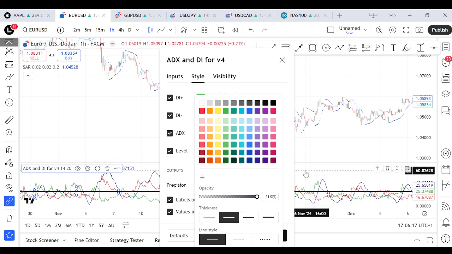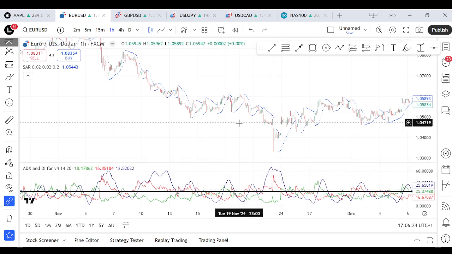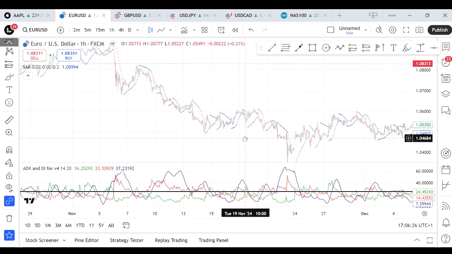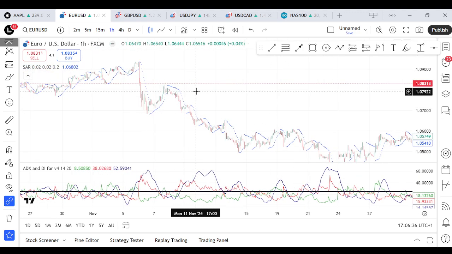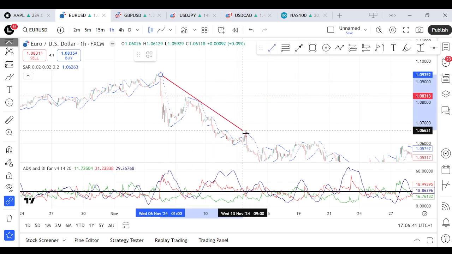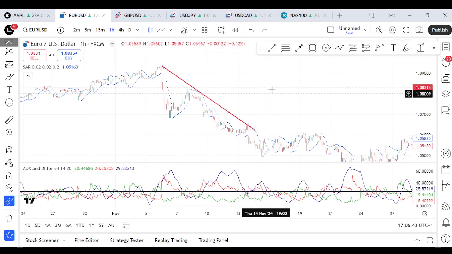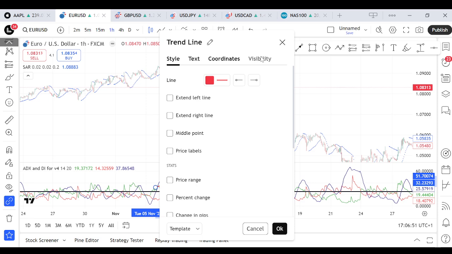Okay, now this is the 25 level, and once the ADX is above 25, we are in a strong trend. Once below 25, we are in a sideways market. So once you've confirmed the trend with the ADX, you can see we are totally bearish here. This is a clear bearish trend, and you can see the ADX is above 25 here, showing that this bearish trend is a strong one.